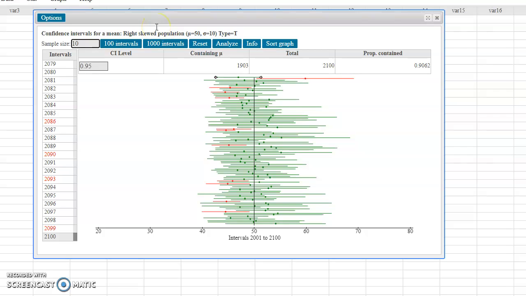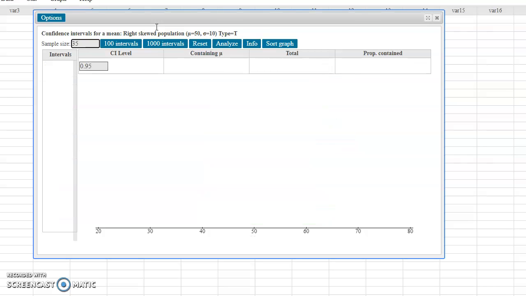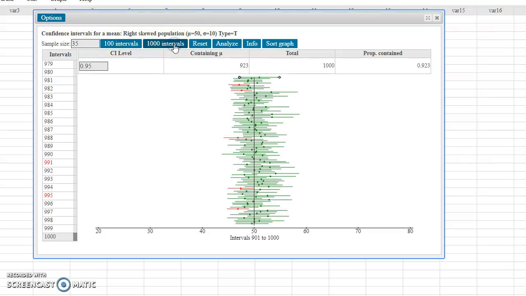This time, I want to increase the sample size. Let's make it 35. Now, even though we have a right-skewed population, by having a large sample size, we are satisfying the third requirement, because it says you either need a normal population or a large sample. So now we have a non-normal population, but we have a large sample, so we should have fairly accurate results here. Let's check it. Let's do 1,000 intervals.